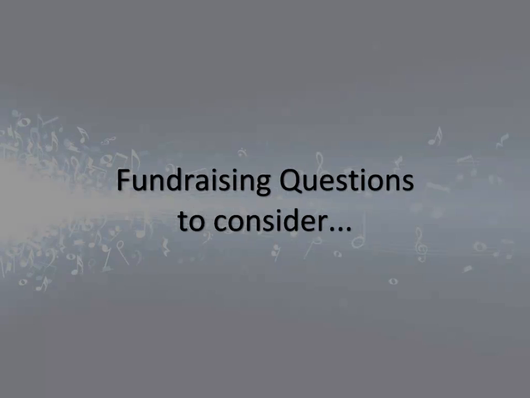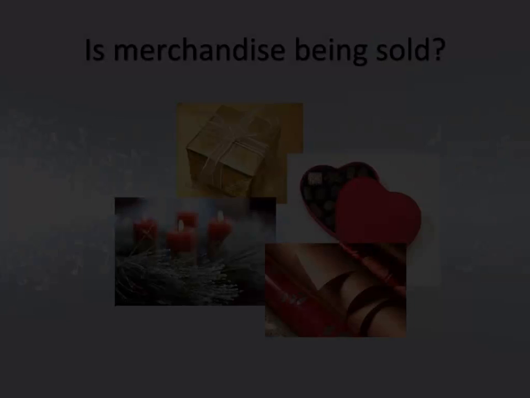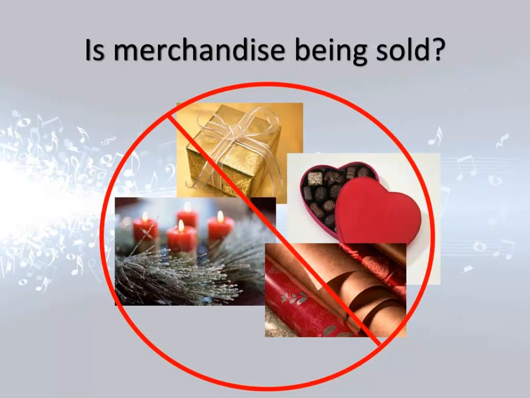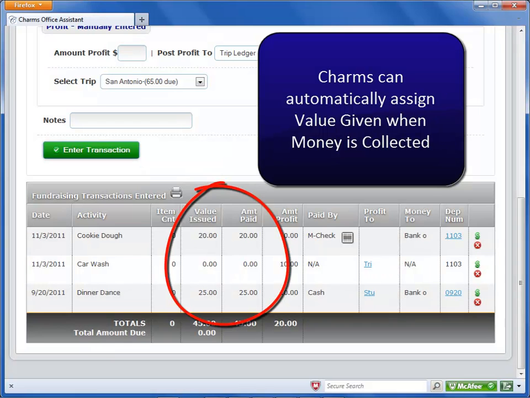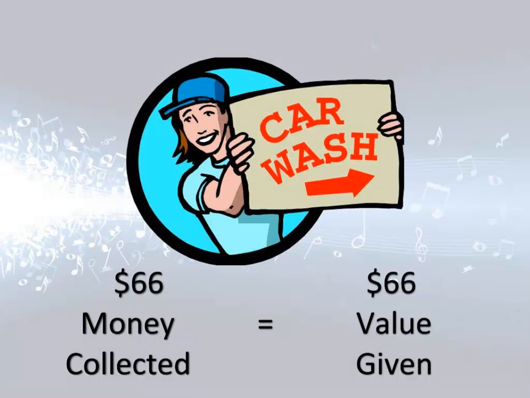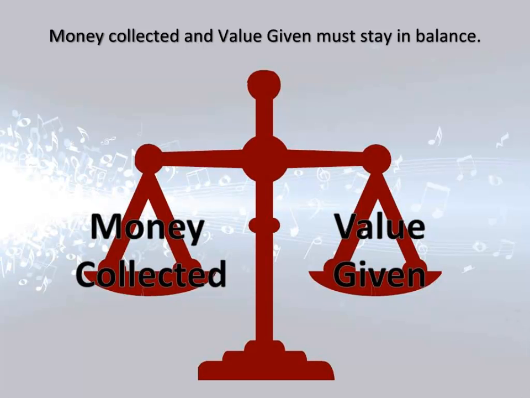The first question to consider before you set up your fundraiser in Charms is whether there is merchandise being sold. If the answer is no, then you will set up your fundraiser in such a way that Charms automatically assigns a balancing value given amount whenever money is turned in. For example, if you collect $66 from a car wash, Charms also enters $66 in value given so that the value and money will stay in balance.